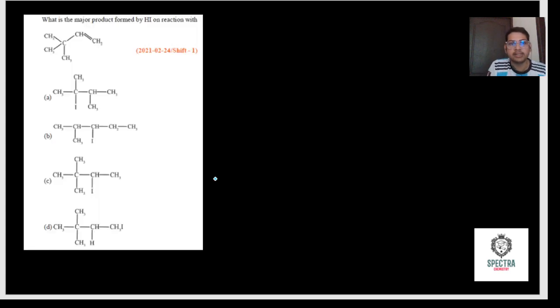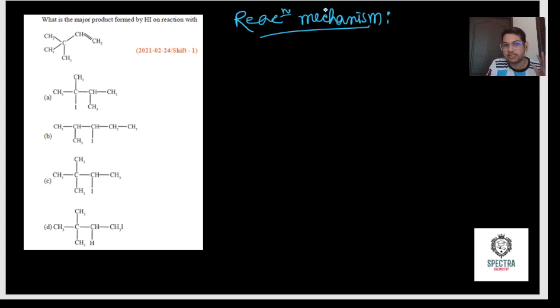The next question asks: what is the major product from the reaction of HI with this molecule? Again, for this reaction you need proper knowledge about reaction mechanism, and no need to worry, it's very easy. We'll do it one by one. For this carbon, these three groups are there, and then it is CH double bond CH2. It is given HI.